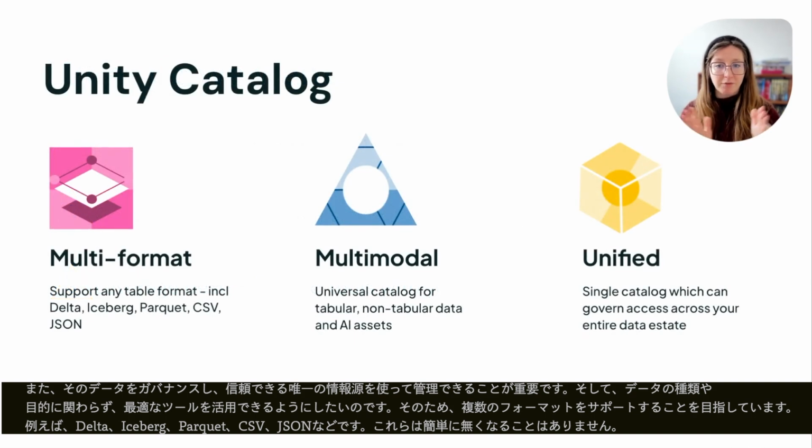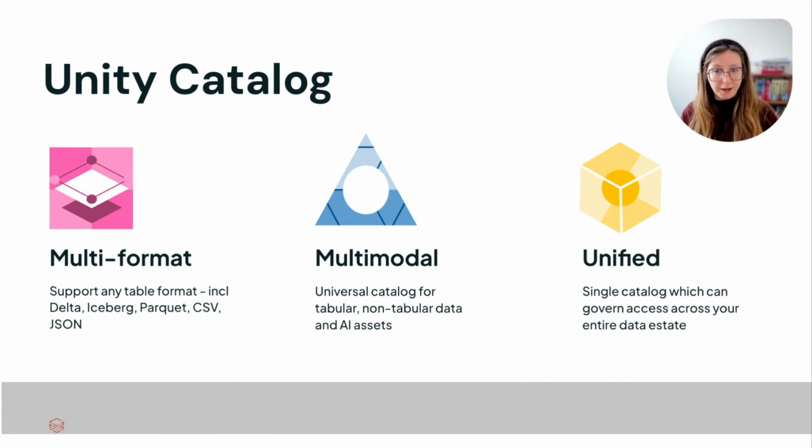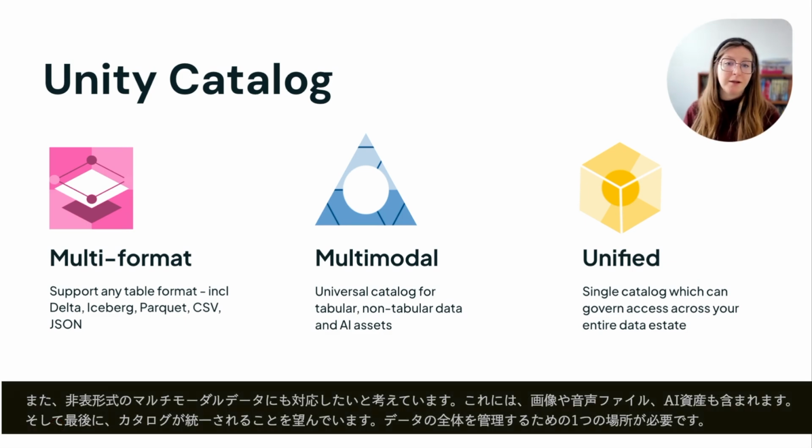So we aim to support multiple formats. That's your Delta, Iceberg, Parquet, CSV, JSON, all of that. A lot of these are not going away. We want to be able to support multimodal data. When we talk about non-tabular multimodal data, these are your images, audio files, but maybe in the case of AI assets, this could even be hyperparameters and these complex types of data.